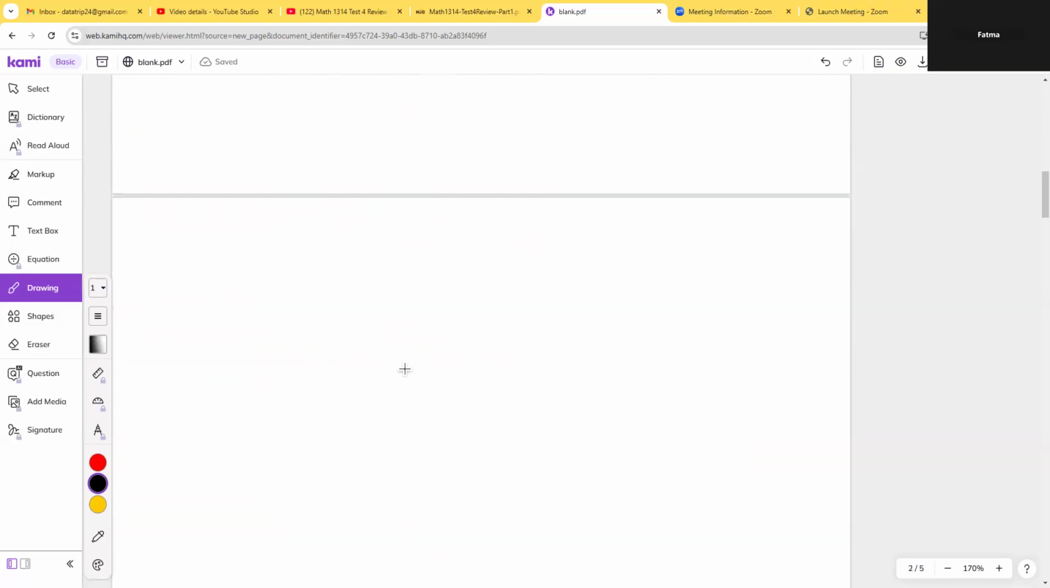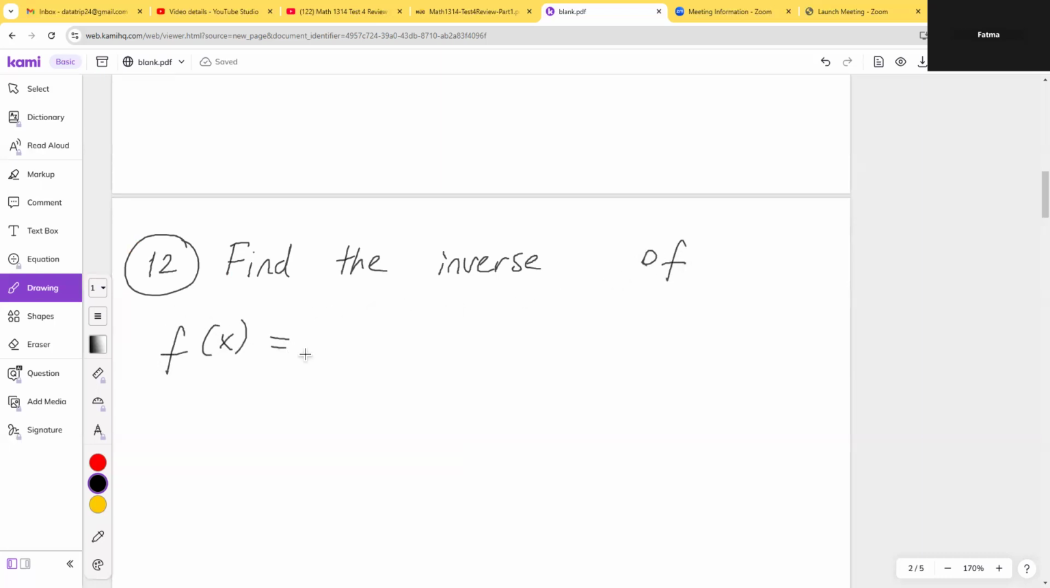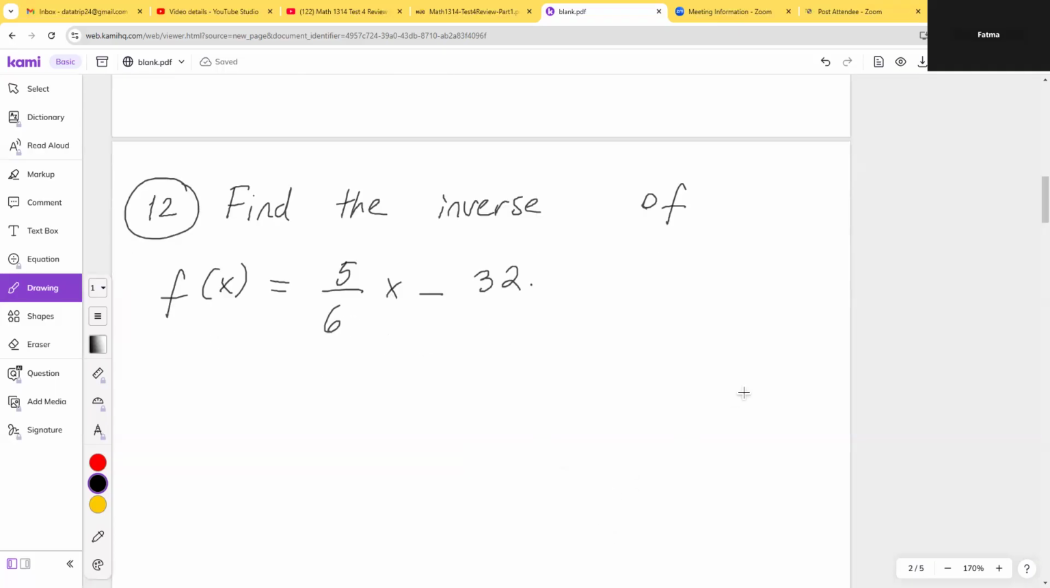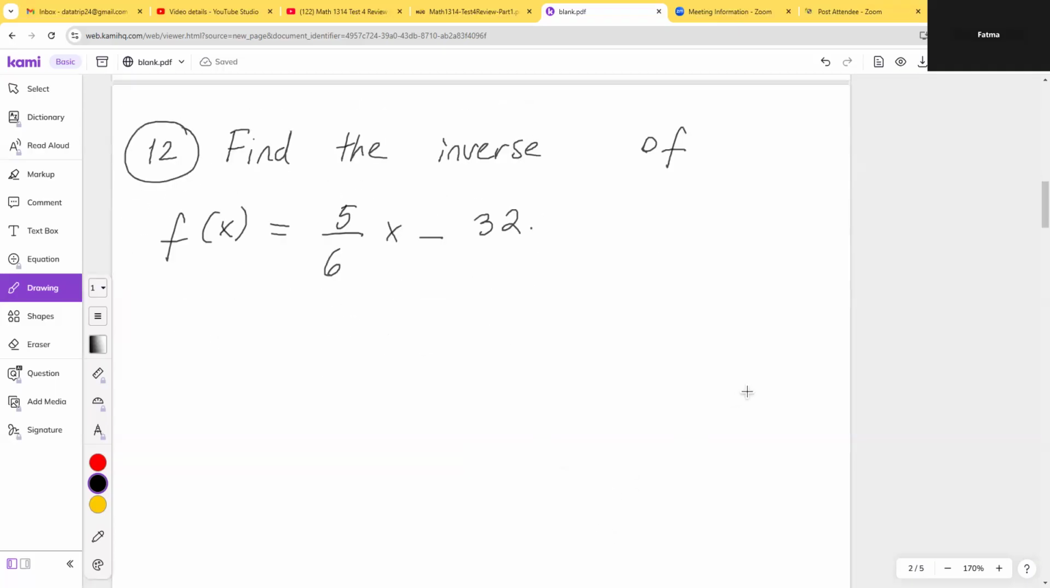Now we're going to write down question 12 from the test. It's find the inverse of f of x is equal to 5 over 6x minus 32. We're going to find the inverse of 5 over 6x minus 32. This is our number 1. We did this question on number 1 too, right? So we're just going to repeat the process again.